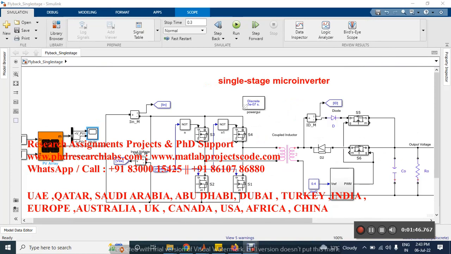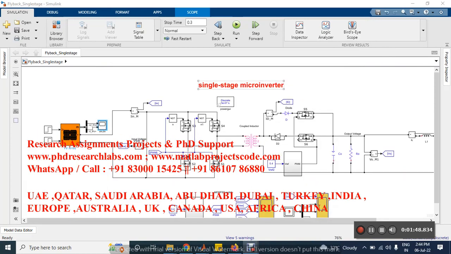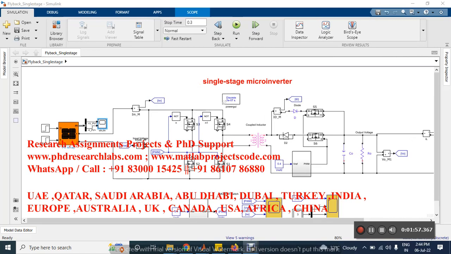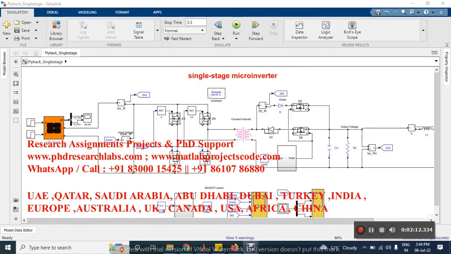This is the Simulink model for the single stage microconverter with a DC to DC flyback converter. For this topology, as per the paper, we used PV as the input and we used a 4 switch inverter topology to convert that DC into AC, and this is the flyback converter topology.